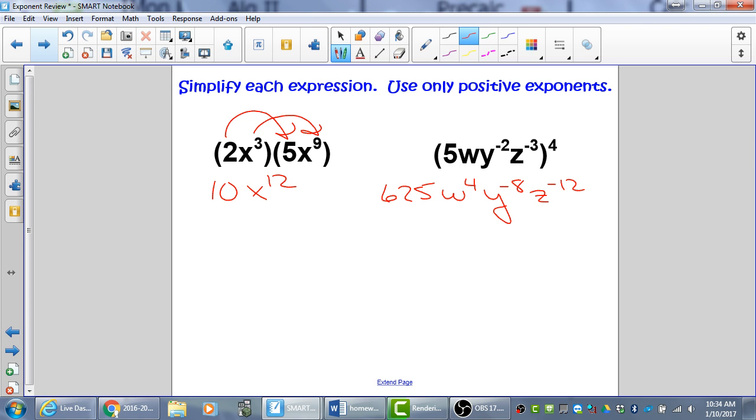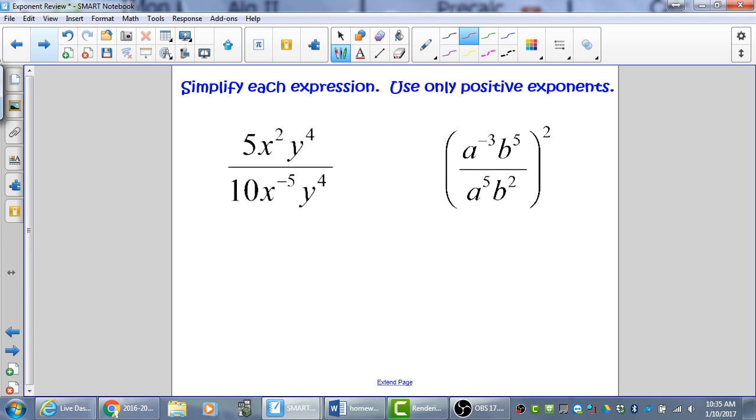So power raised to a power, that's when you multiply. But it says don't use negative exponents. So now we have 625, w to the 4th over y to the 8th, z to the 12th. The only things you move are the ones that have the negative exponents. Questions on that one?